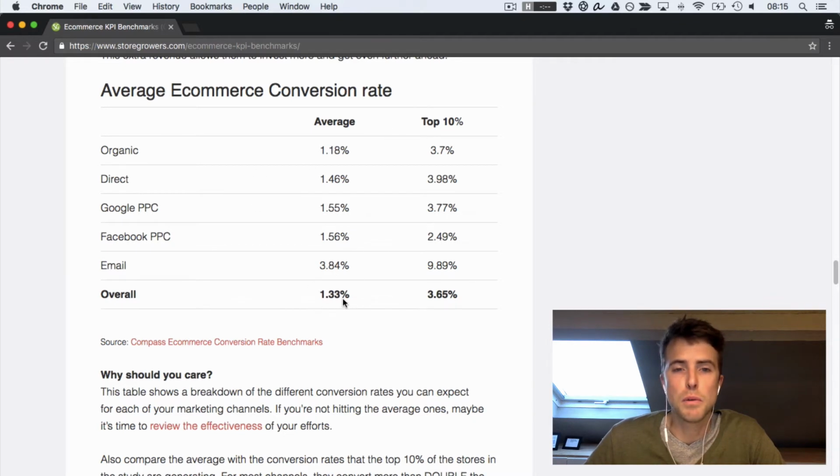Overall, you can see that it's a 1.33% conversion rate on average for average stores, and 3.65% for the 10% best performing stores. So without drilling into the rest of these traffic sources, that's already a huge difference. Imagine if you could convert almost 3 times as many visitors as your competitors can. That has huge implications for things like advertising or also just the effectiveness of other marketing initiatives that you're trying.